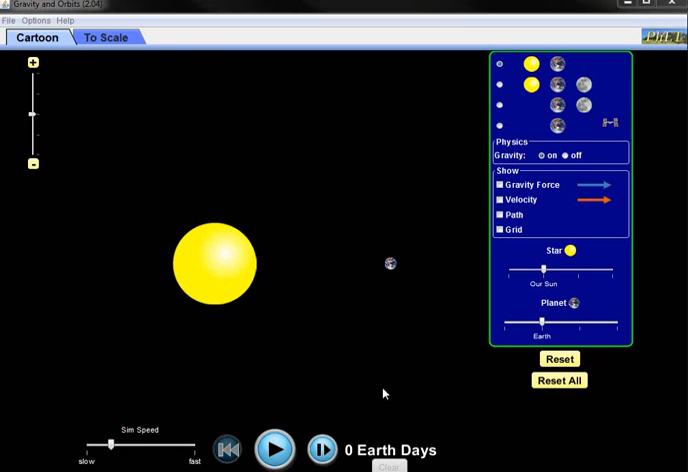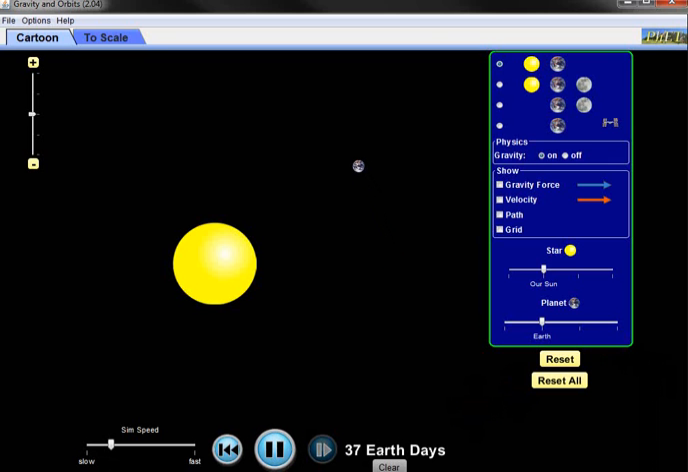This simulation provides some insight into the motion of the Earth around the Sun and of the Moon around the Earth in combination, going around the Sun, and also man-made satellites. And so to start, I'm going to pick this, which is simply the Earth going around the Sun. So let's go ahead and start that.